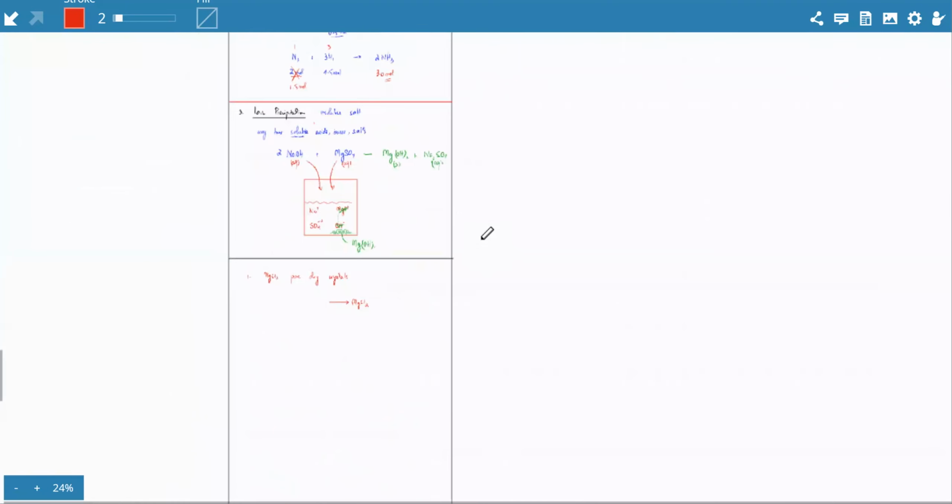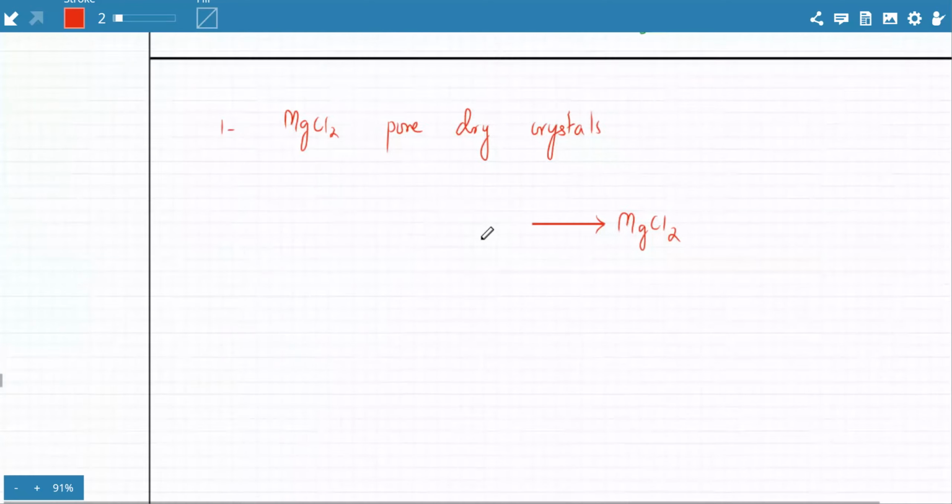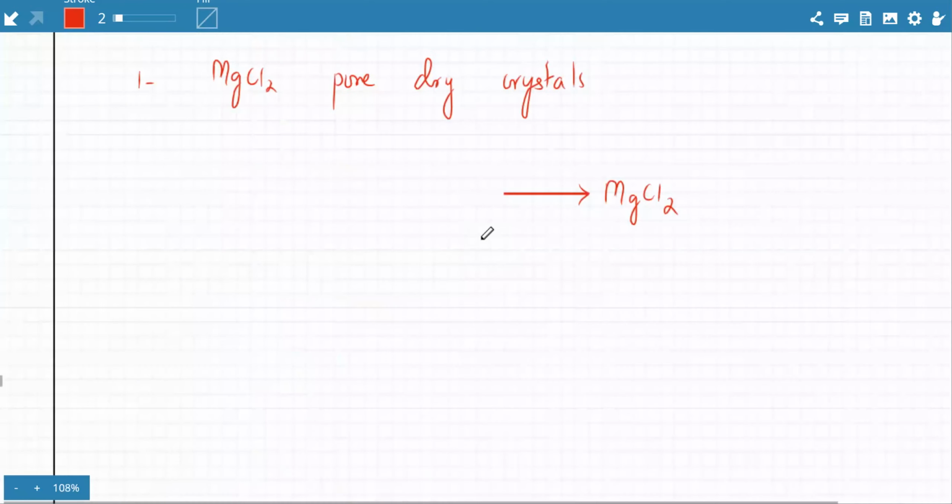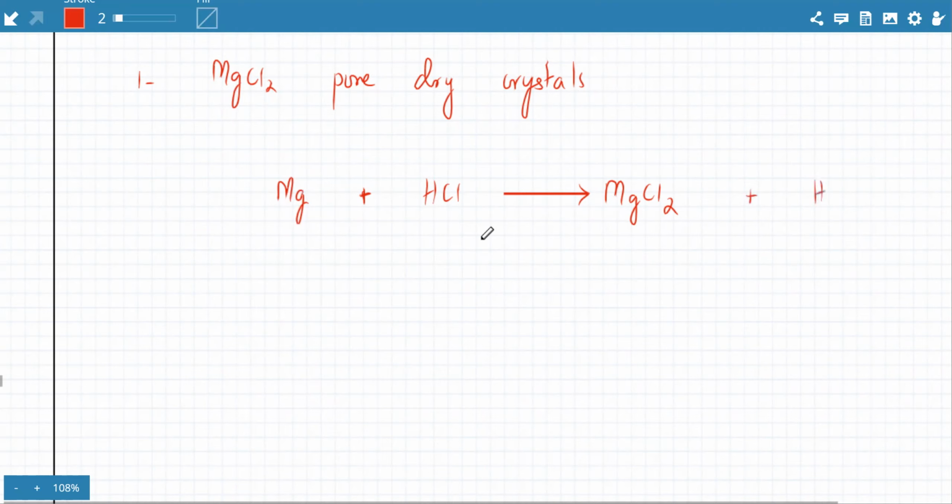So MgCl2. First tell me, what acid would you use to make MgCl2? We can use HCl. Now you can go with a metal plus acid reaction. So what metal would you use? Because it's obviously MgCl2, the metal is going to be magnesium, right? So metal plus acid reaction together, what's going to be produced? H2 gas is going to be produced.